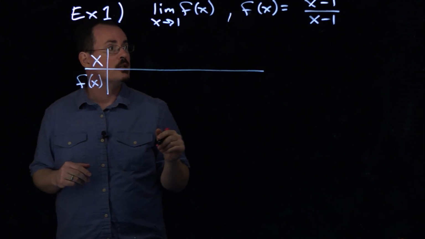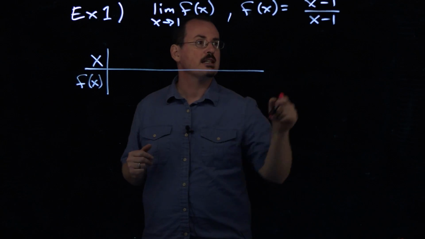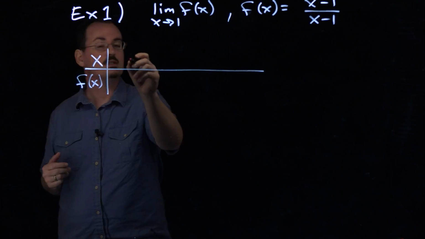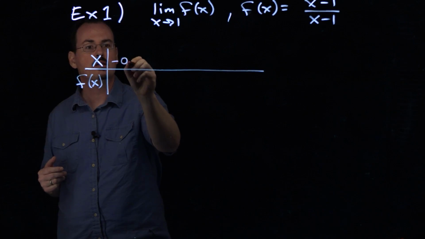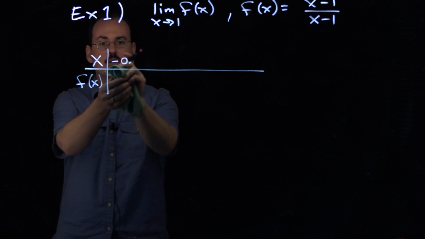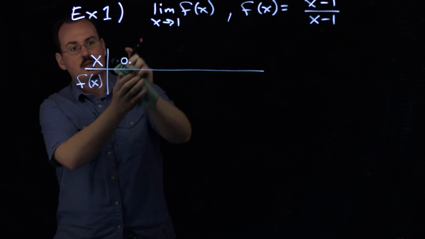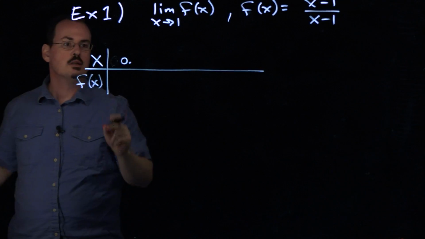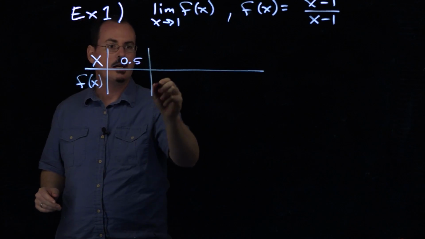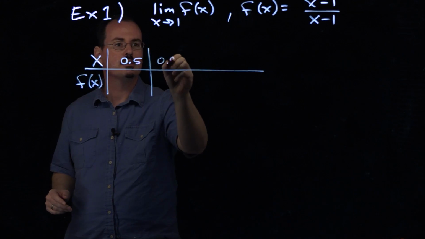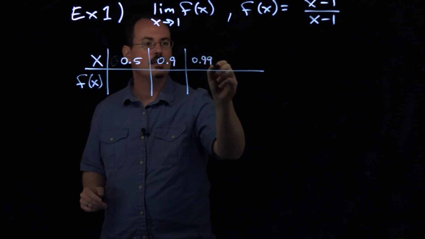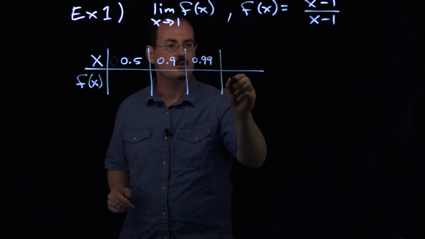So the idea is that we want to pick values of x that are very close to 1, but not equal to 1. Okay, so we're going to start out by picking, sorry, not negative, we want positive 0.5, close to 1 is what we're looking for there. So we're going to make that 0.5, that's kind of close to 1. We're going to try 0.9, that's even closer. We're going to try 0.99, and that should probably be enough.